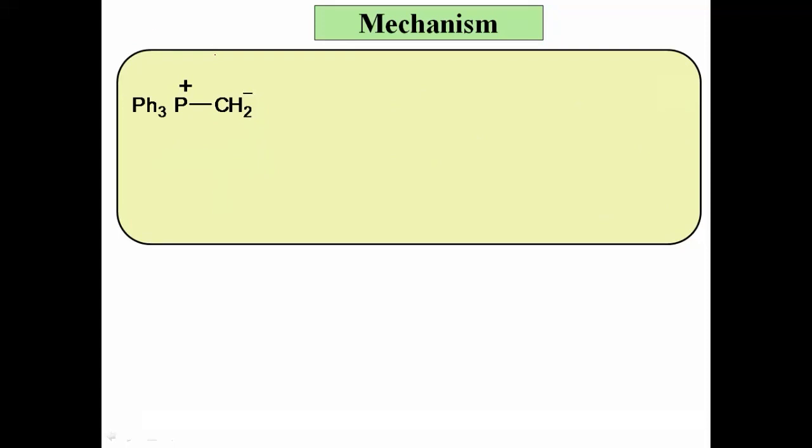I will explain. This is our phosphorus ylide, Ph3P, phosphorus having a positive charge, carbon having a negative charge. In the first step, it reacts with our carbonyl compound. The carbon in the phosphorus ylide, having a negative charge, acts as a nucleophile. It attacks the carbonyl carbon and forms a bond with it. To maintain the valency, one of the pi bonds undergoes breaking. This electron pair goes towards oxygen, which acquires a negative charge, and we get the intermediate.